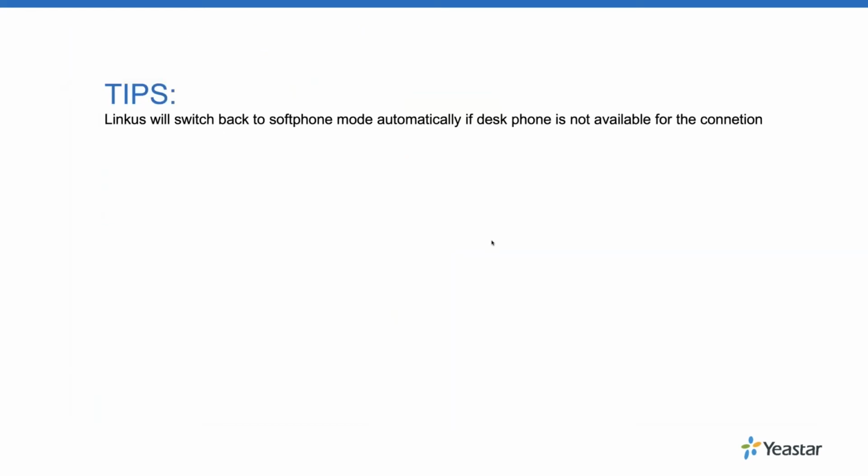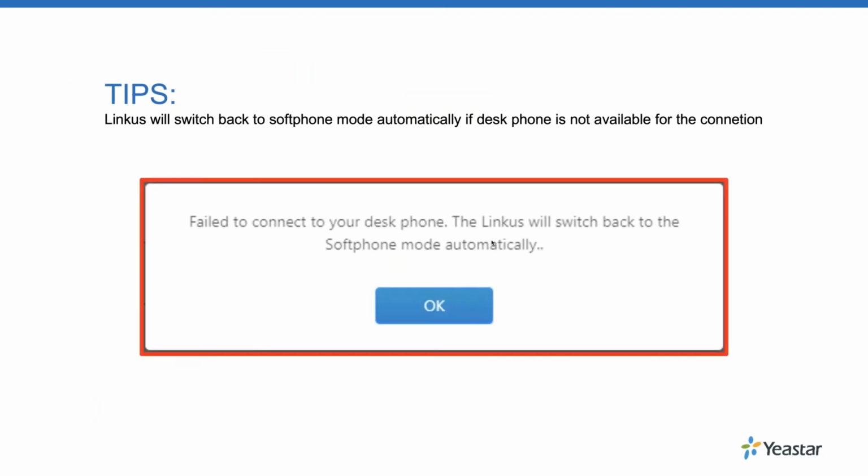Okay, now let's keep going. I guess I've got a few tips to tell you guys. Very helpful, very important, very informative. Let's have a check here. Now, the first thing will be notification. So this notification is quite interesting. If you're going to use the CTI mode, for example, Linkus will switch back to software mode automatically if the desktop phone is not available for the connection.